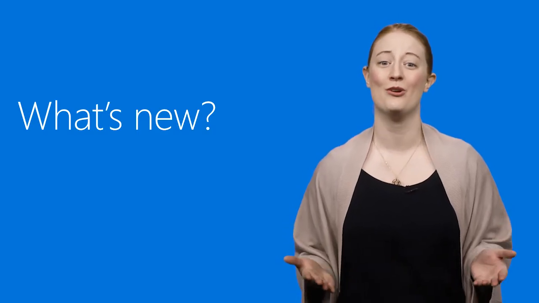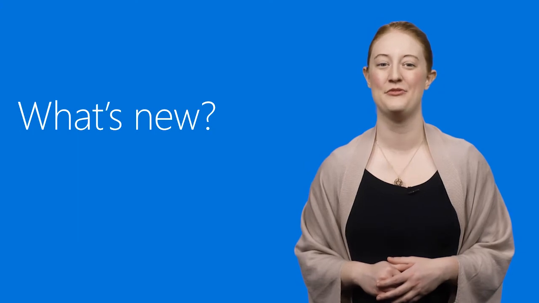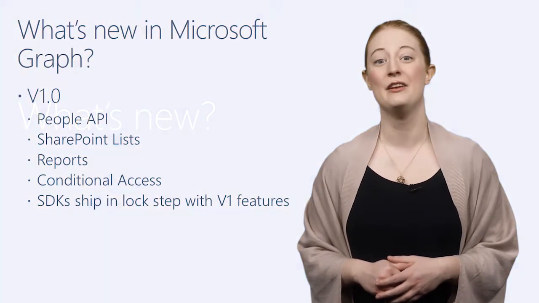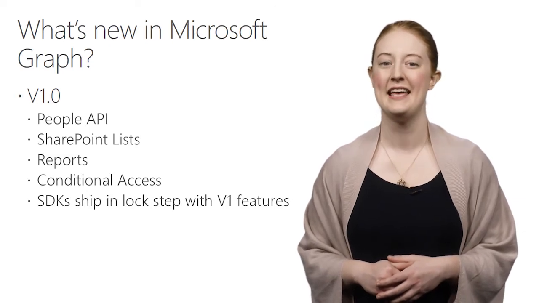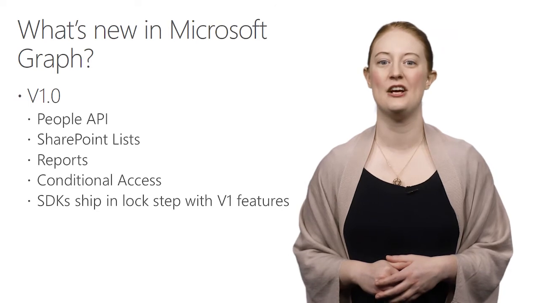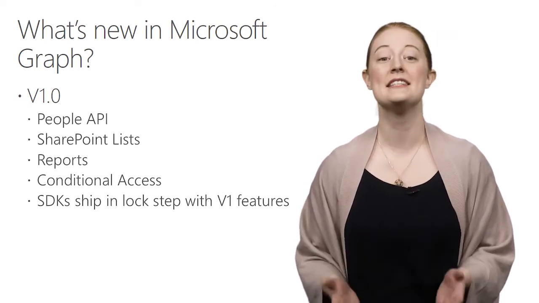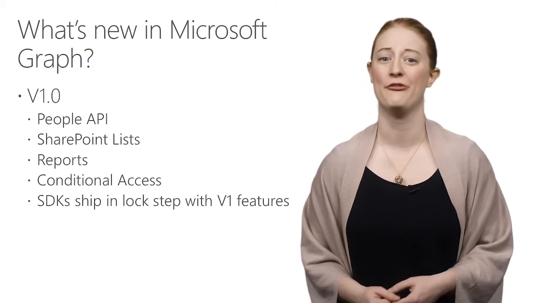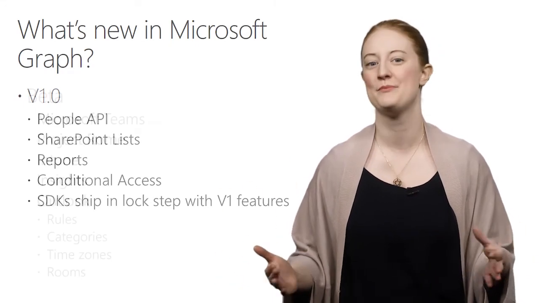As more and more services adopt Graph, we're able to provide greater value through new features and services. In V1, we now have access to the People API, SharePoint lists, and O365 reports. Conditional access allows you to further control the security of your application. Our SDKs are also being updated more frequently so that you receive the latest changes when the API changes.